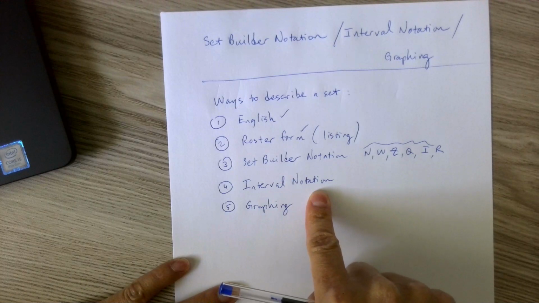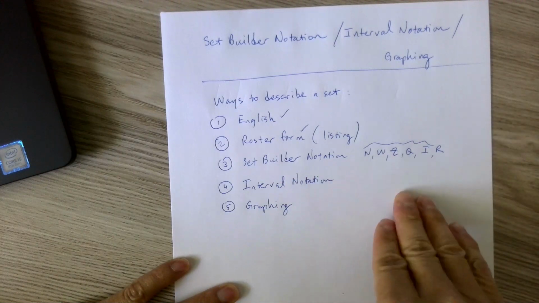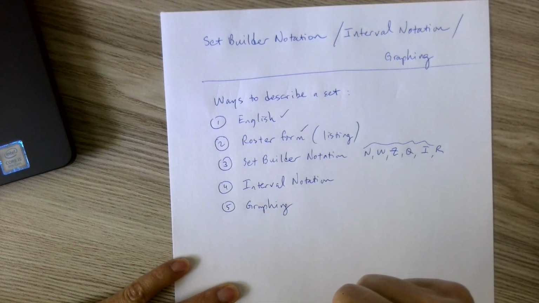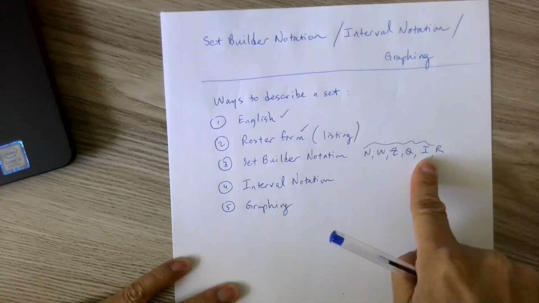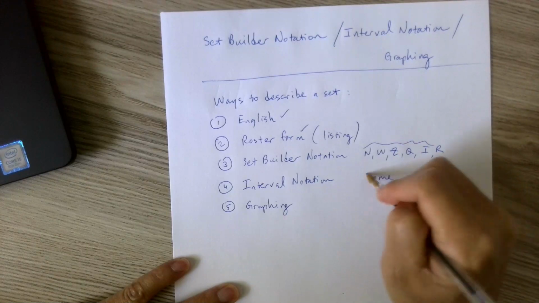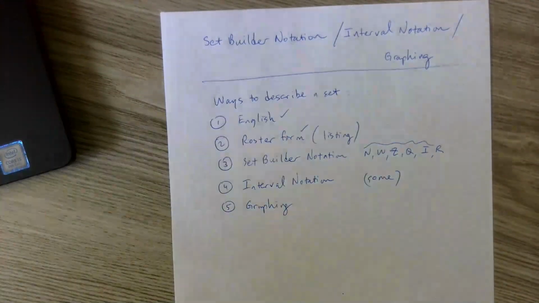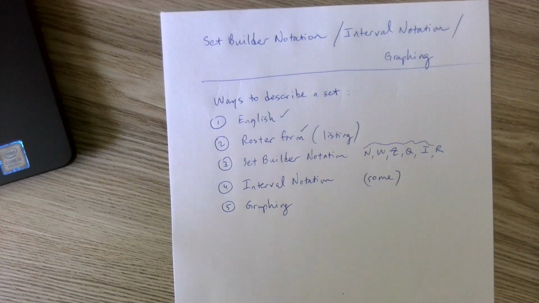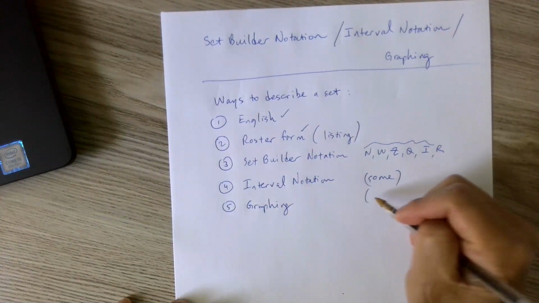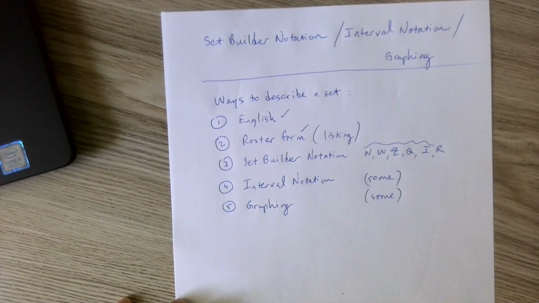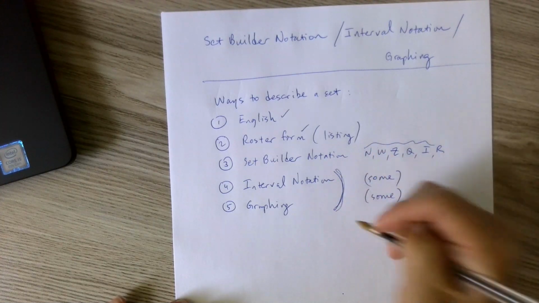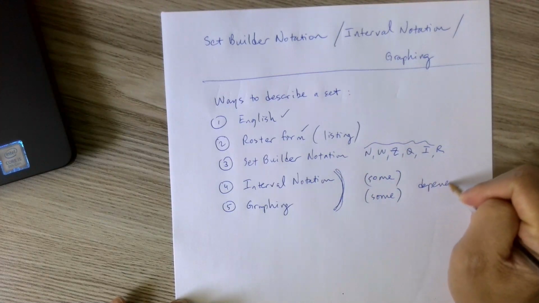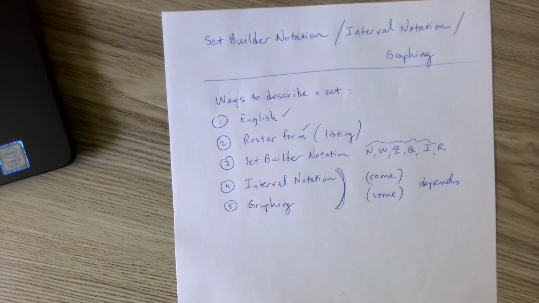Now interval notation is different. You can use it to describe some of these sets, but not all. So I'll just put some here for now, and then you'll see why in a minute, why you can't use it for certain sets. And graphing also has limitations. So it depends what the set is, if you can use those or not.